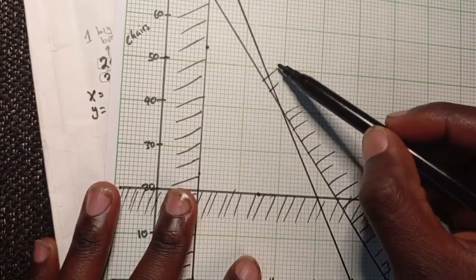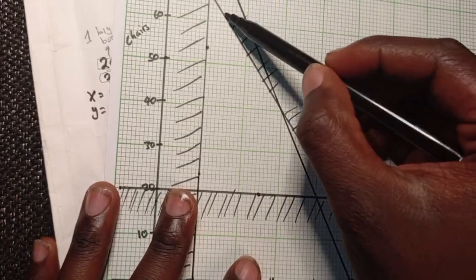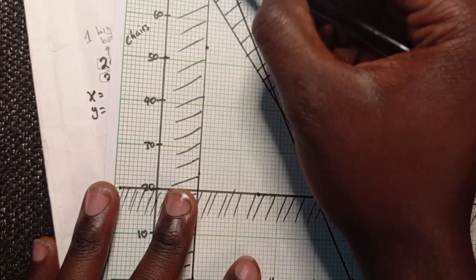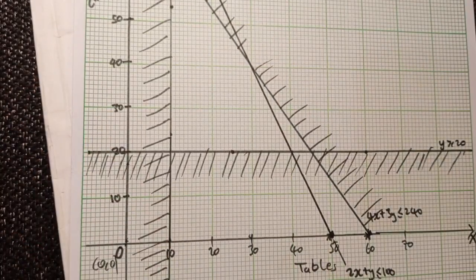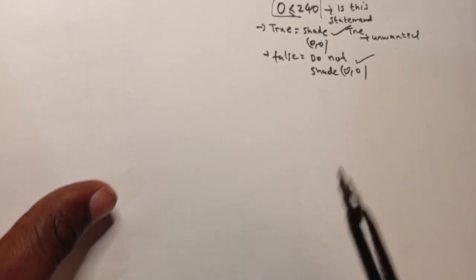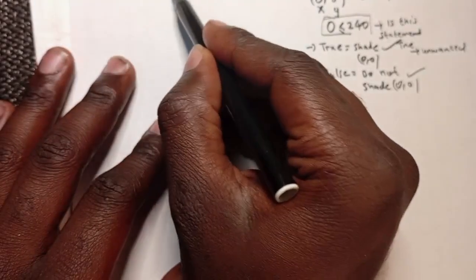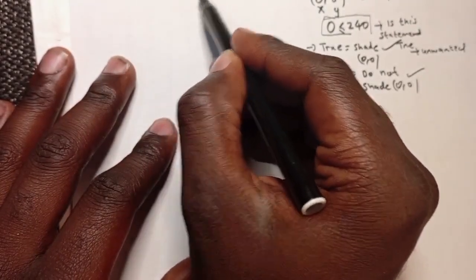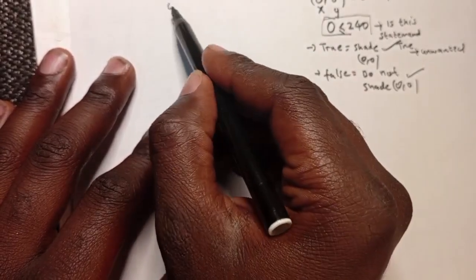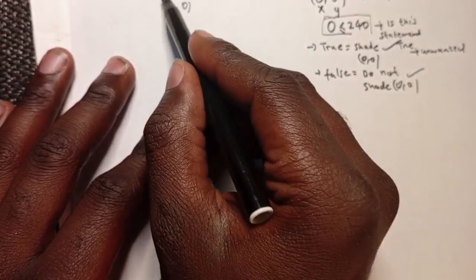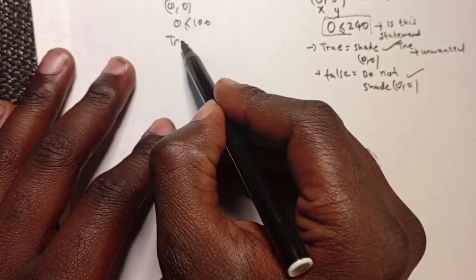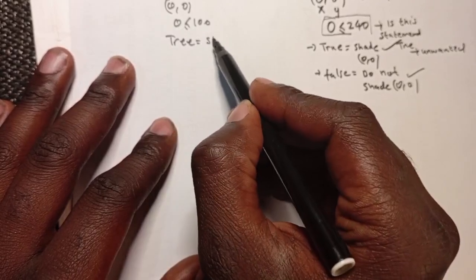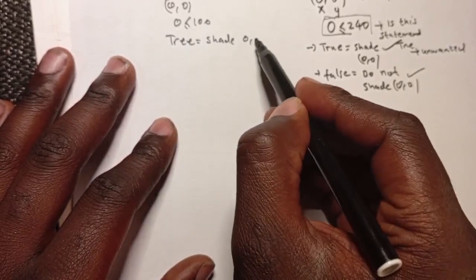Watch it as many times as possible. Then let's do the last one, which is 2x plus y is less than or equal to 100. So we use 0, 0 as our test point. You put zeros here, you have 0 is less than or equal to 100. This statement is also true, meaning shade 0, 0.